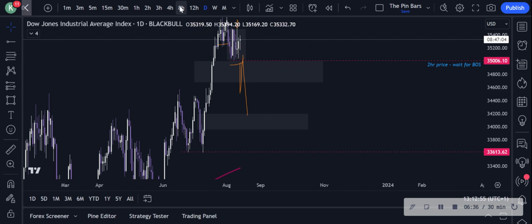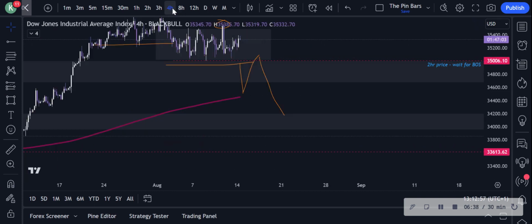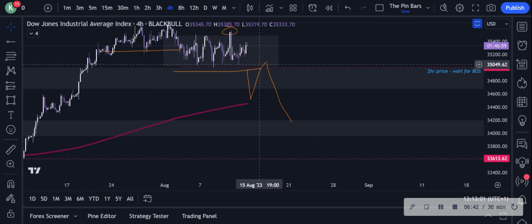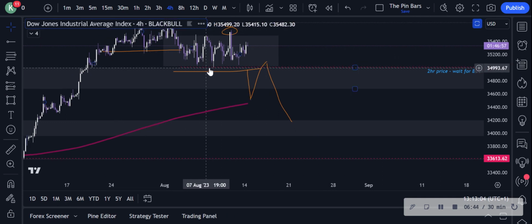So right now, like I said, we are ranging. Wait for break of structures before you guys actually enter. For those of you who like trading ranges, wait for it to touch the bottom and do a rejection, like all these pin bars, and then pick it up if you want.